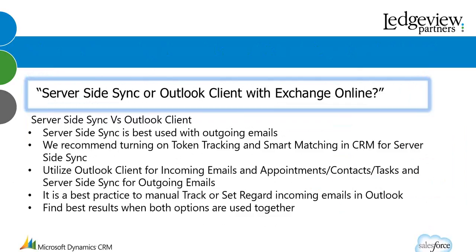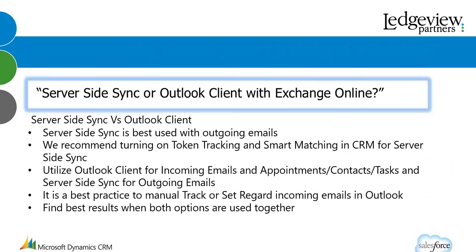Our next question kind of piggybacks off the last question. Server-side sync or Outlook client, which is best to use with Exchange Online? Server-side sync, again, it's best to be used with outgoing emails. We also recommend turning on token tracking, which puts a little tracking or token number at the end of your subject line for all outgoing emails, and smart matching. It's a CRM option that you can set, and we highly recommend that for server-side sync.